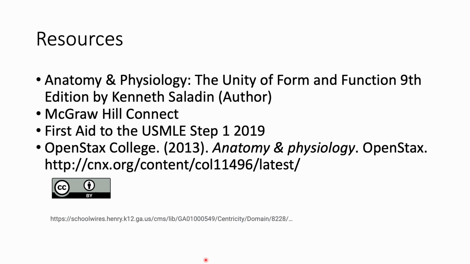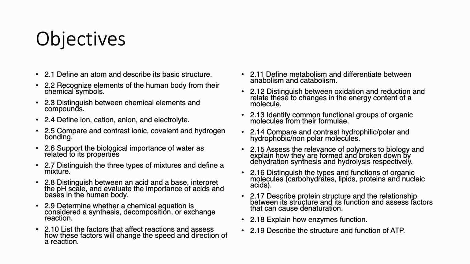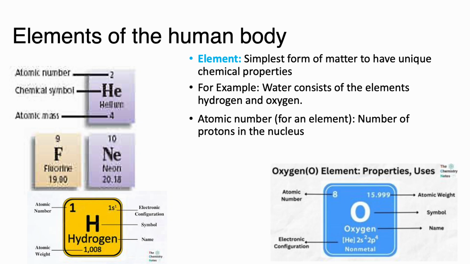So these are my resources. These are the objectives. And let us get started. So we are starting off with the elements of the body. In the periodic table, you see all of our elements. On the periodic table, elements are arranged by their atomic number, and the atomic number is the number of protons in the nucleus. Elements are represented by 1 or 2 letter symbols, and 24 elements have biological roles.